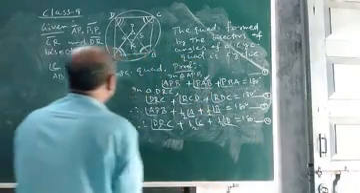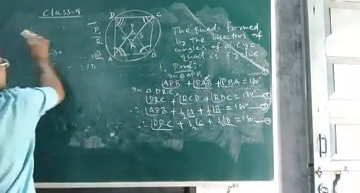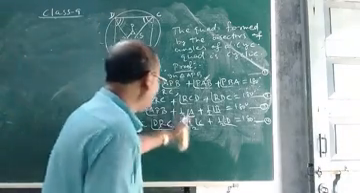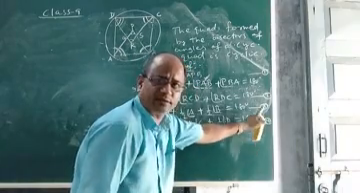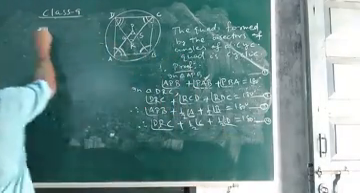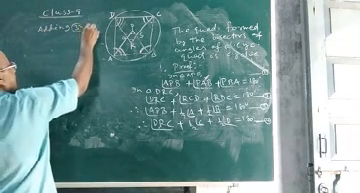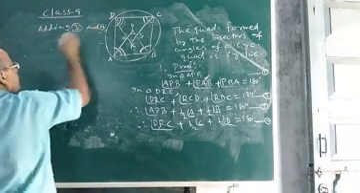Now, what will be our next step? The next step is to add the two equations. Adding equations 3 and 4, you will get the result. If we add equations 3 and 4, what will we get?